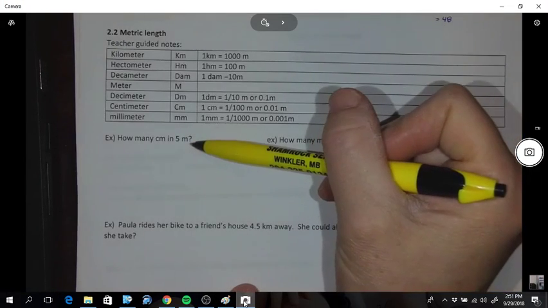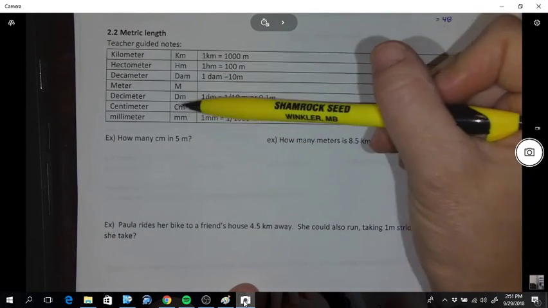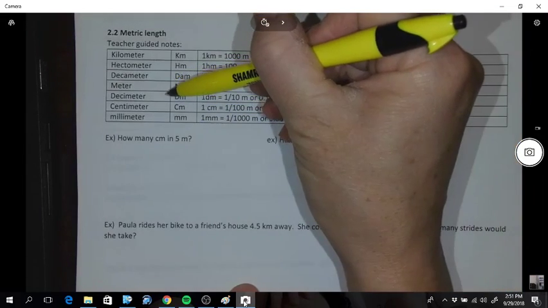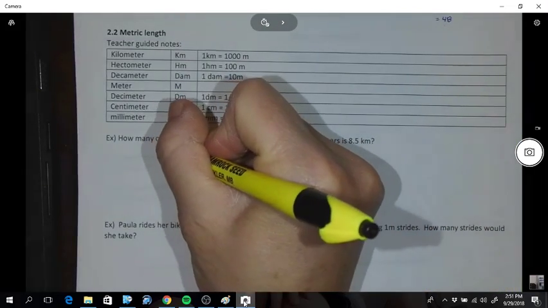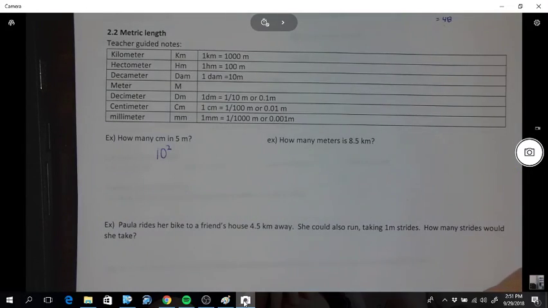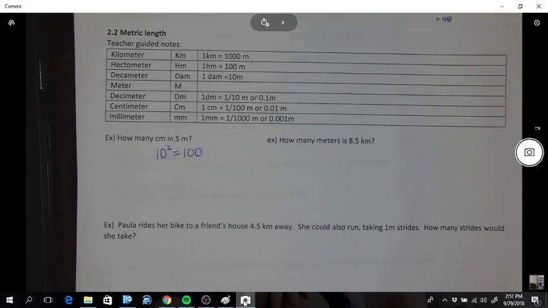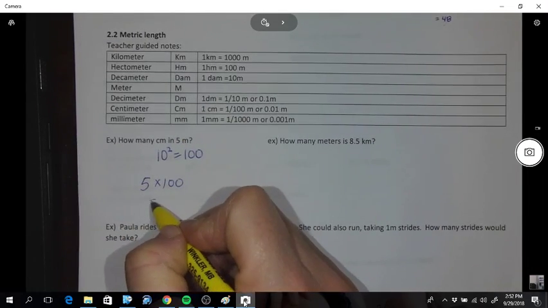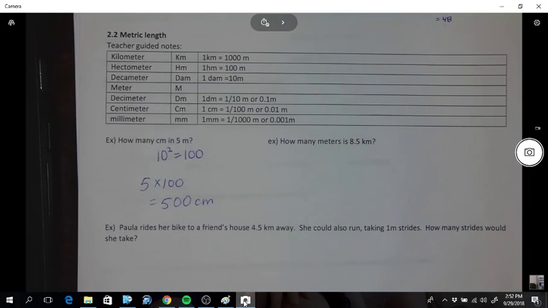Okay, how many centimeters are in 5 meters? So you go up to your chart. So we want to get to centimeters and we're at meters. So we're going 2 spots. So we're going to go 10 to the power of 2 spots away, or in other words, our multiplier is going to be 100. Okay, so we have 5 times 100, so there would be 500 centimeters in 5 meters.